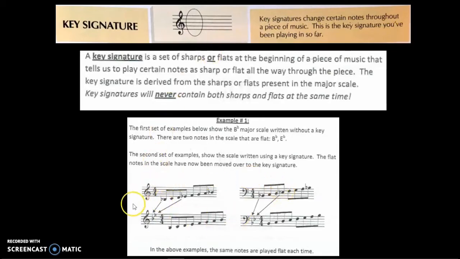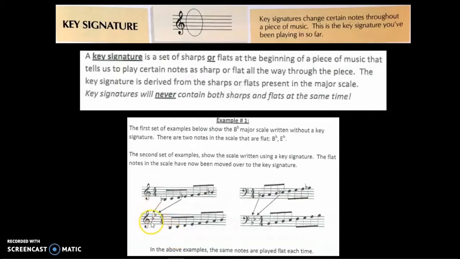Now, if we look at this example again, like we did last time, we have a concert B flat major scale. This is what it looks like if we wrote it out in treble clef and in bass clef, and they place the flats in front of the notes that are supposed to be flat, which is B flat and E flat, because the B flat major scale only has two flats. Then when we apply the key signature, we see it right here, and we are supposed to remember that all the B's are flat and all the E's are flat.